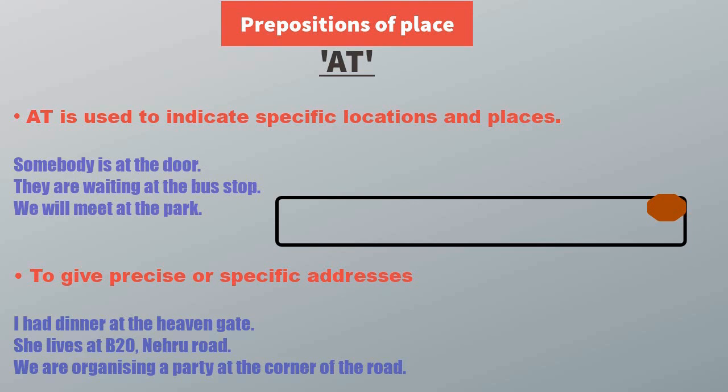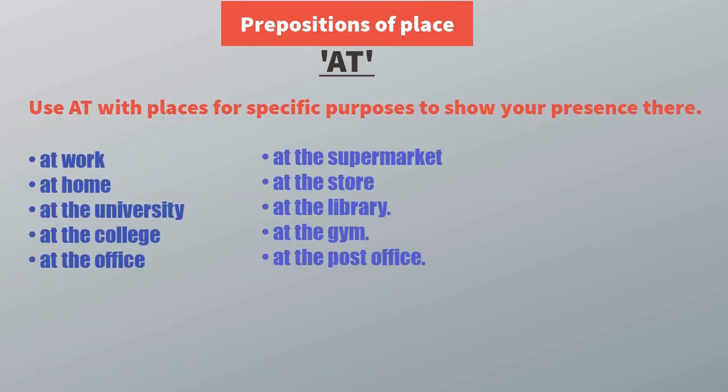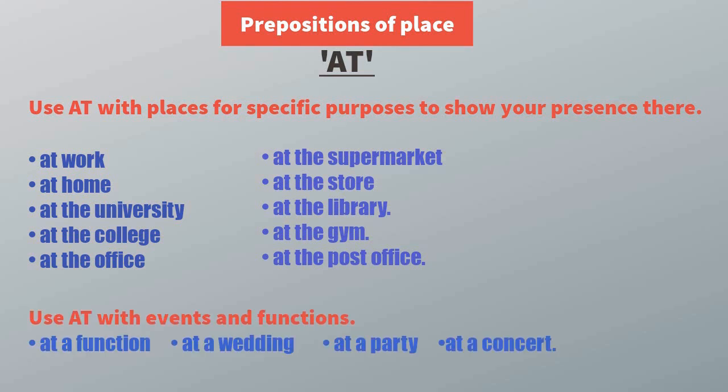Getting the point? And guys, with places of work, with places when something is done, and with buildings, we use at. We say at the office, at the school, at the college, at the supermarket, at the mall, at the library, at the post office. We also use at with events to show our presence. We say at a function. I am at a function right now. At the wedding. He is at a wedding. At a party. We are at a party right now. At a concert.